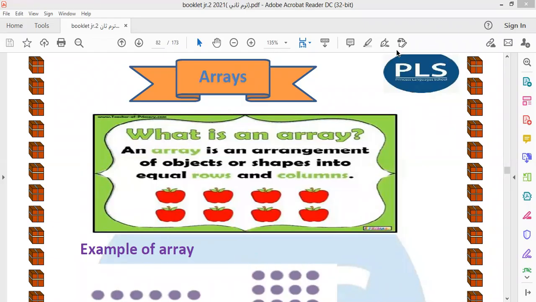In the third week, we talked about array and estimation. Let's start with the first point, which is about array. What is an array? Array is a set of objects like hearts, pencils, books, or shapes. Like what? Like triangle, square, circle, or numbers 1, 4, 9, 3. Arrange it in rows and columns with no gaps.